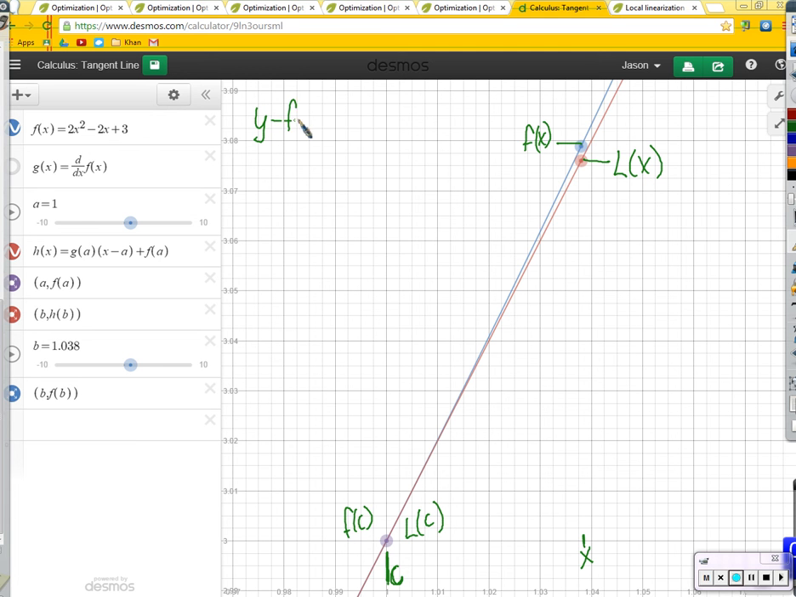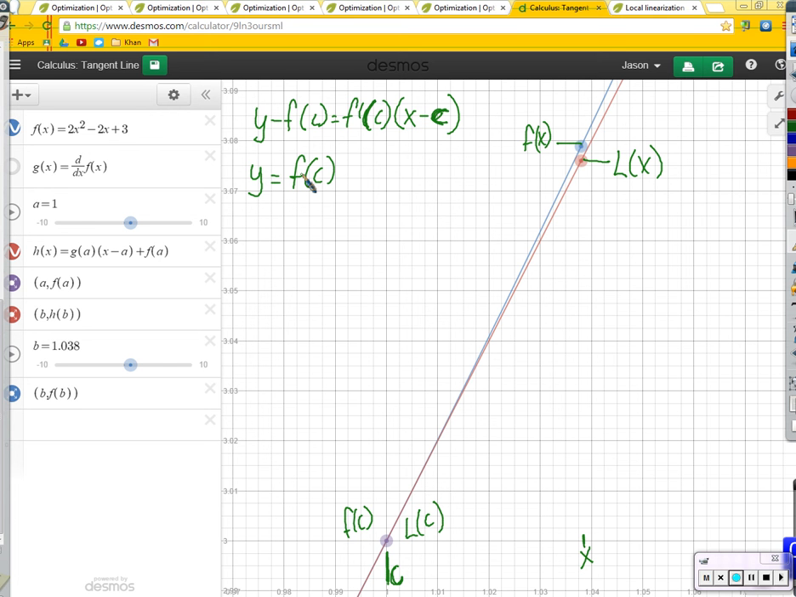y minus f of c equals f prime of c times x minus c. In Khan Academy, they use a. It makes me so mad. What we want to do is find the y value of the line. We don't exactly want to find the equation and plug a number into it. Because first of all, let's just add f of c to both sides.